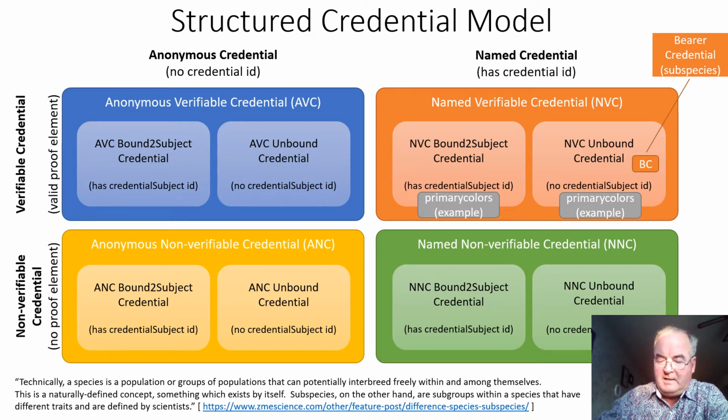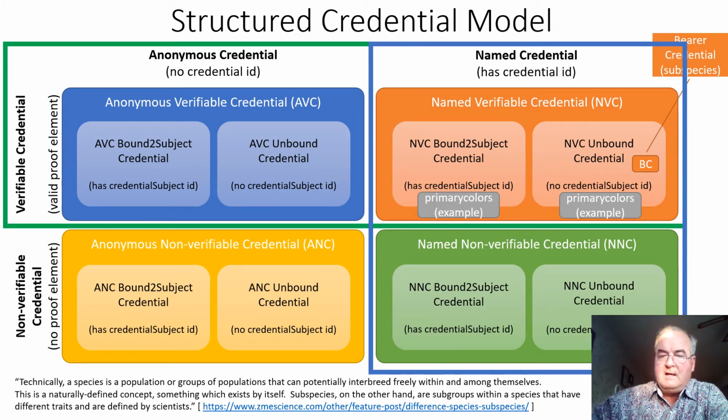And then if we look inside the orange box here, named verifiable credentials, the intersection of the named credential and the verifiable credential regions, we have bound and unbound credentials. And what we're talking about there is whether that business data or that metadata, that inner credential, has a credential subject ID. If it has a credential subject ID and the value of that ID is some sort of identifier that's associated with a subject, then we call that a bound credential. And if you follow through the rest of the presentation, you'll see examples of that.